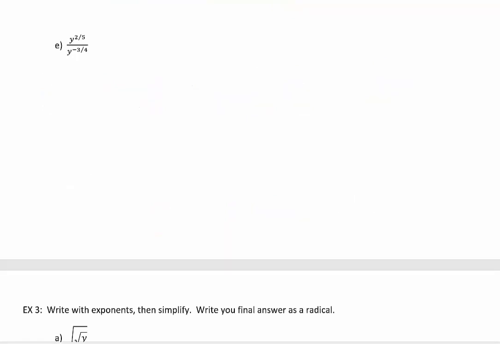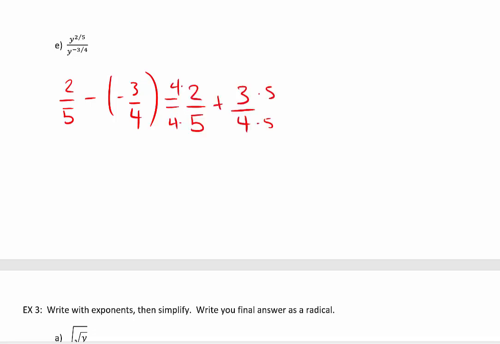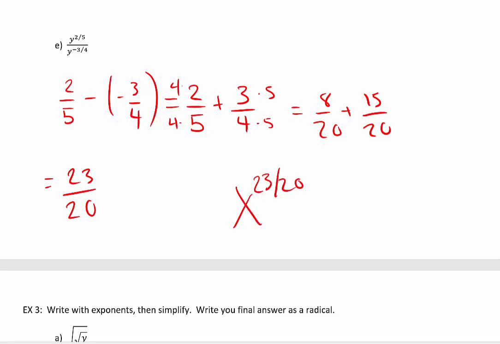In this next example, we have a quotient. The quotient rule says we subtract exponents. Minus and minus becomes a plus. And again, I'm going to need a common denominator. 8/20 plus 15/20 is 23/20. So my answer is x to the 23/20.